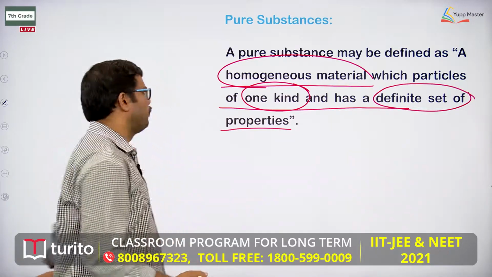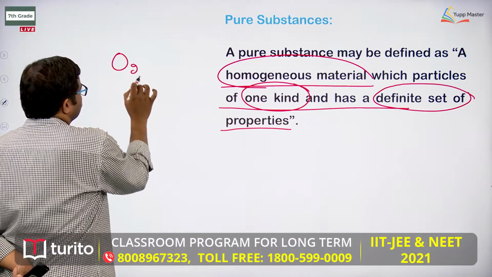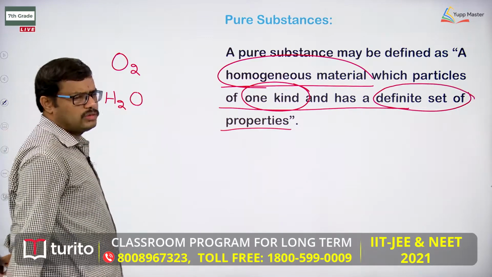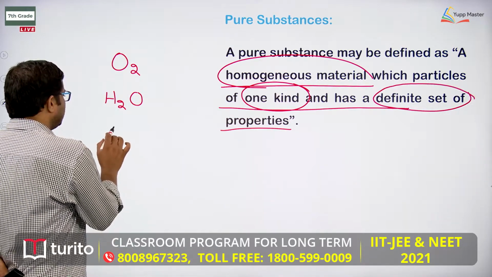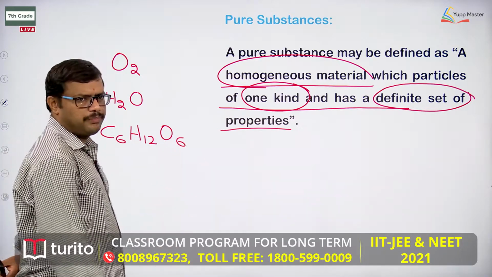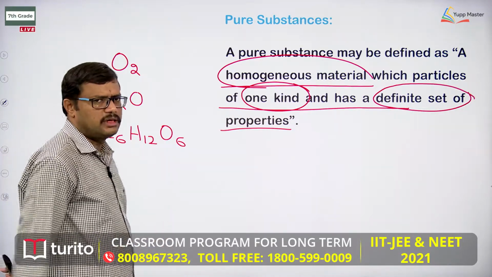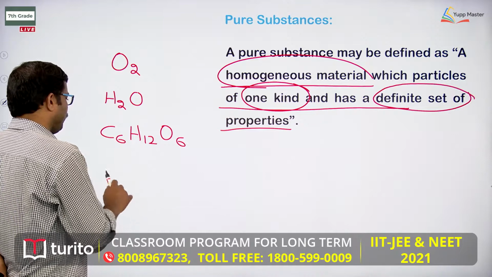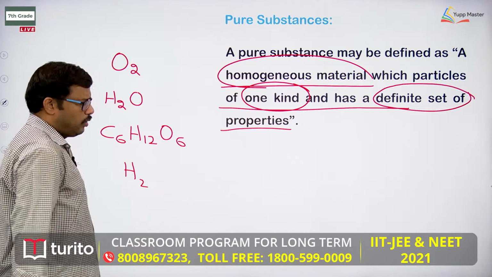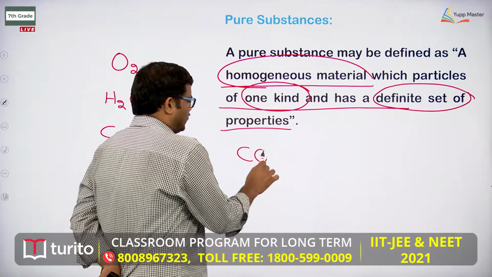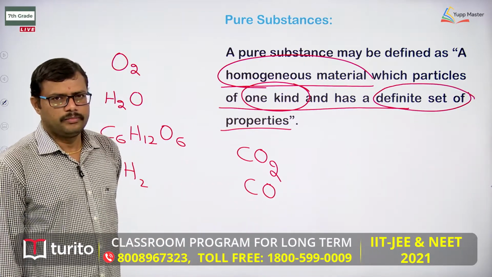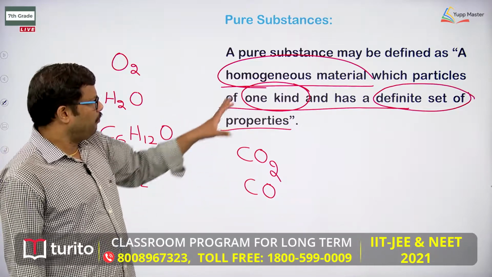For example, as I told you, we can take pure oxygen as a pure substance. Pure water is a pure substance. As I told you, pure sugar, C6H12O6, glucose, can also be considered as a pure component. Similarly, we can take pure hydrogen gas, pure nitrogen gas, pure carbon dioxide, pure carbon monoxide, pure components. They will have a homogeneous material.